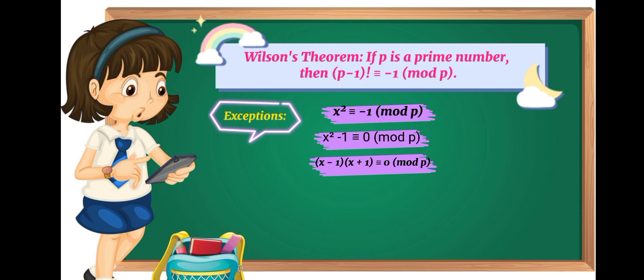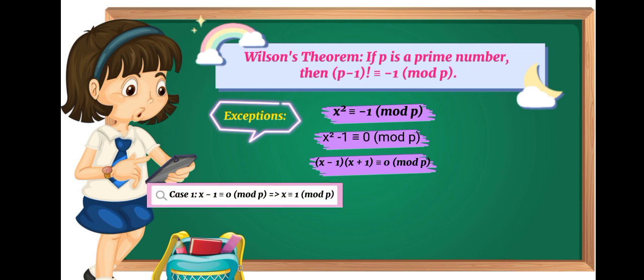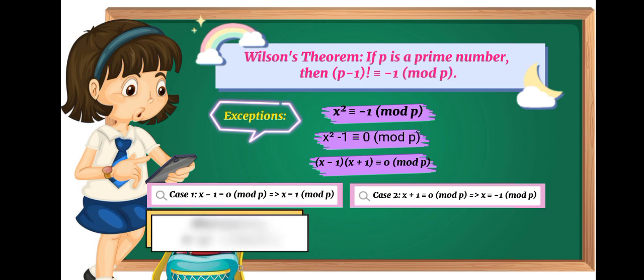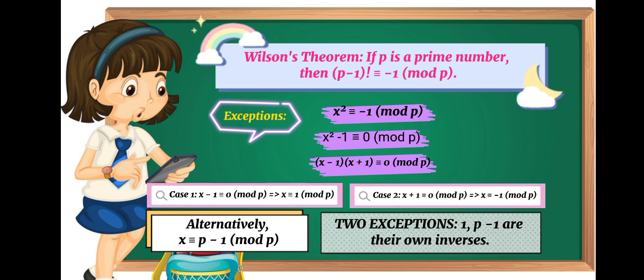And now, we just solve this like we would in algebra. So now, we just set each factor equal to 0. So x minus 1 is congruent to 0 mod p, which means that x is congruent to 1 mod p. So 1 is its own inverse. Next, x plus 1 is congruent to 0 mod p. If we solve this, we get x is congruent to negative 1 mod p, or to write it alternatively, you can write x is congruent to p minus 1 mod p. So 1 and p minus 1 are their own inverses. But every other number mod p can be paired with its inverse, and it will be a different number.